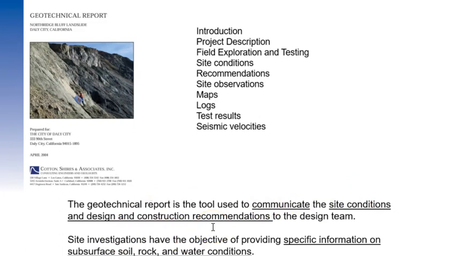So it's used to communicate those site conditions to the design and construction professionals. So the contractor would look at this to understand the scope of what they're being asked to bid on, and the design professionals would look at this to design the foundations and the structure. And here it provides information on, again, soil, rock, and water conditions in detail.